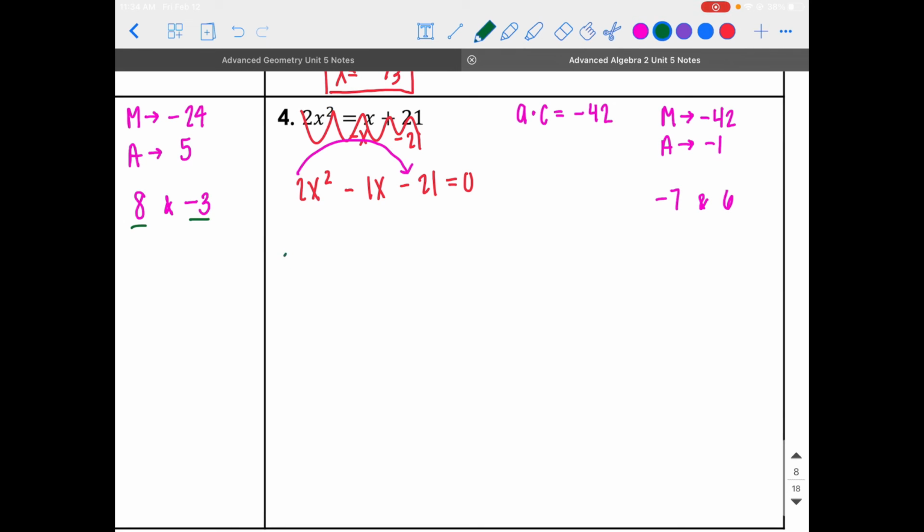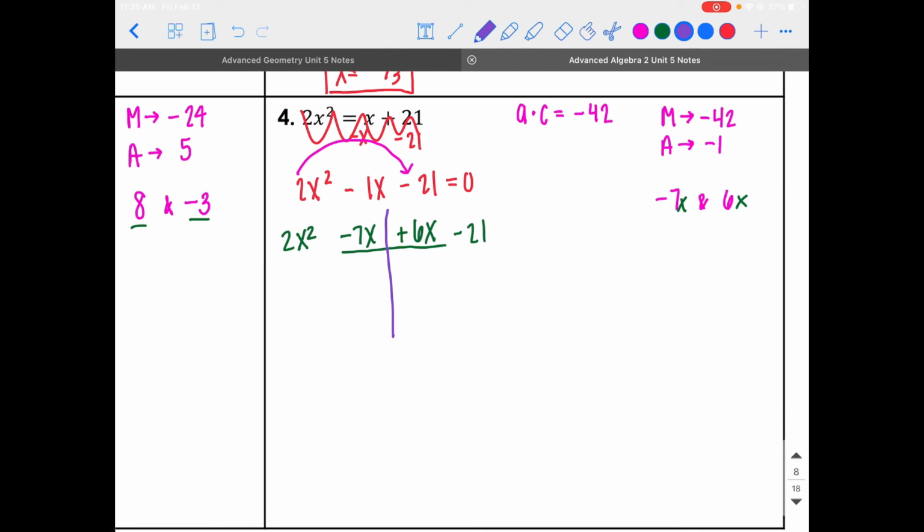All right, so I have 2x squared and the minus 21. And in the middle, I'm going to put negative 7x. Make sure you're always putting an x with those. And plus 6x. Draw your line down the middle. And we're going to factor by GCF.